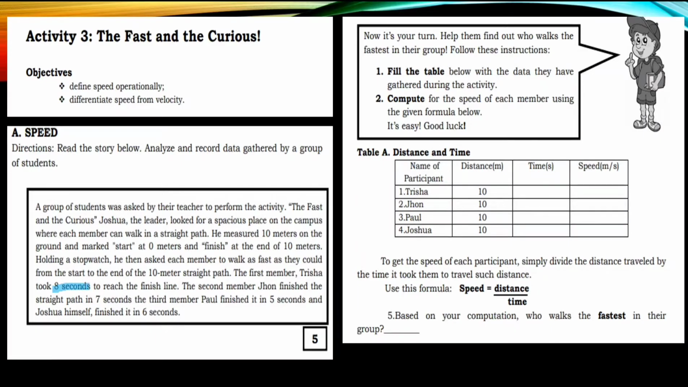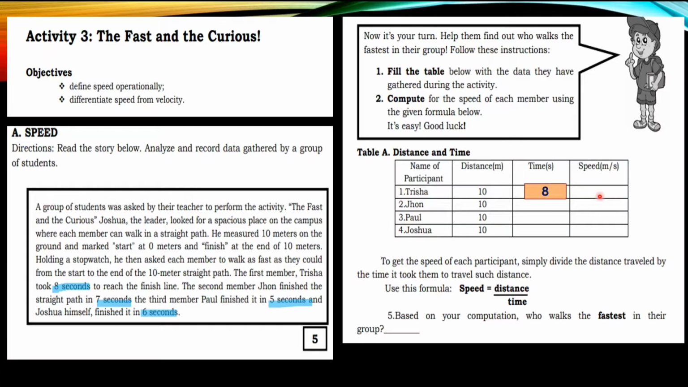Si Trisha ay inabot ng 8 seconds. Si John ay 7 seconds. Si Paul ay 5 seconds and Joshua in 6 seconds. So, mula sa data gathered ng group of students na ito, you will complete the table A. Ilalagay mo yung time ng bawat member and solve for the speed of each of them.